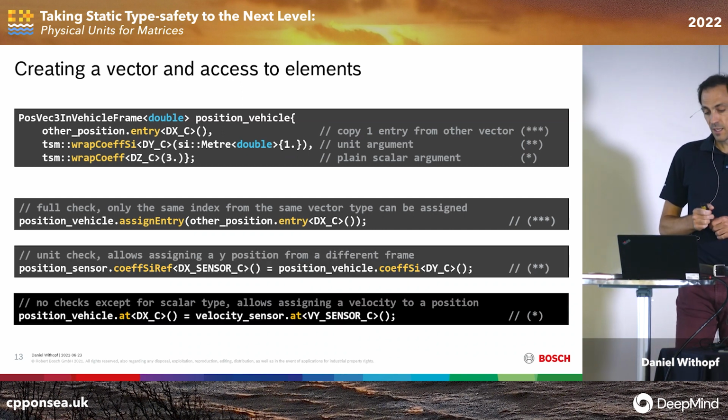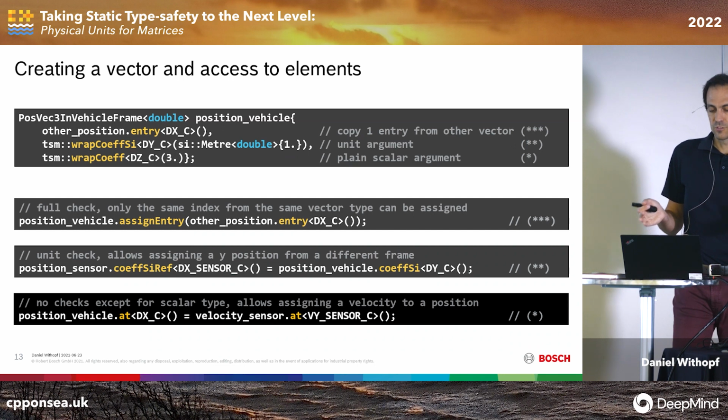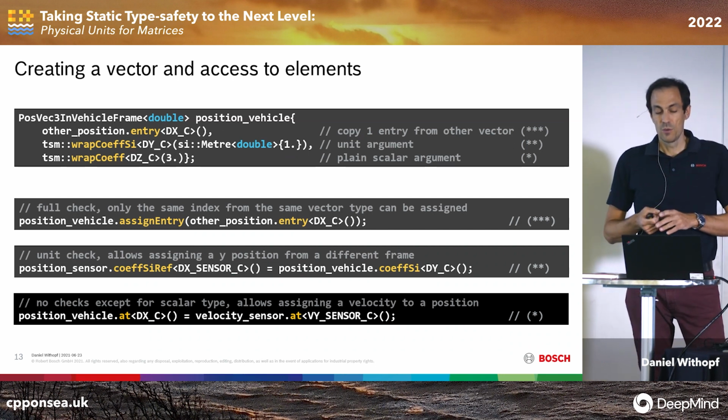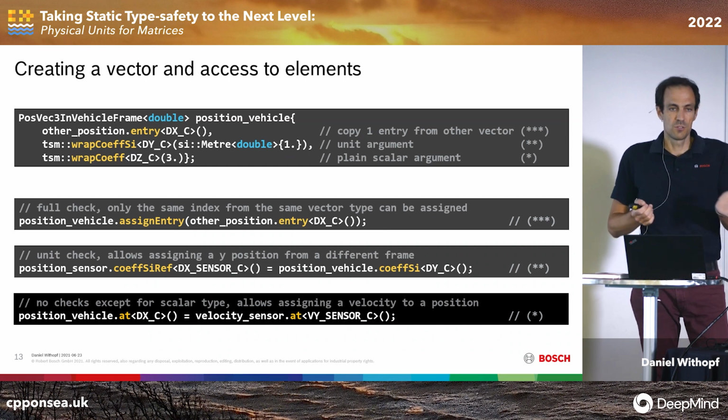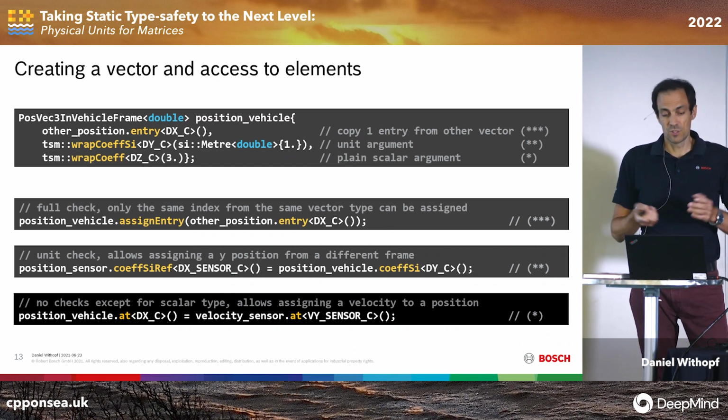And the last and least type-safe version, of course, is to use the add method for reading and writing. So there you only have the check for the scalar type. So here we can assign a velocity, y velocity in sensor frame to an x position in vehicle frame. Again, most likely an incorrect operation. So this should be avoided.